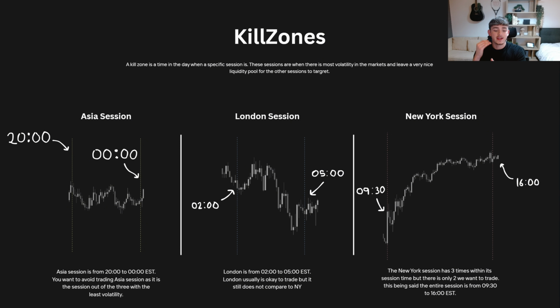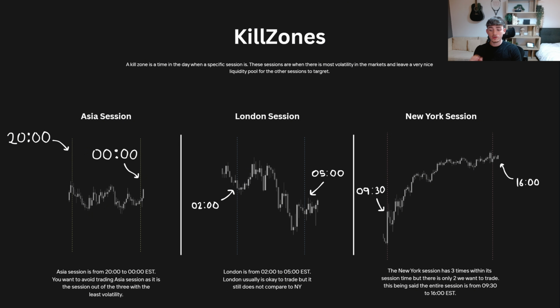You want to avoid trading in Asia session, as it is the session out of the 3 with the least volatility. So this tends to be a consolidation. So obviously you don't want to trade that. There's not much volatility in the markets, and the market isn't really moving as such. London is usually okay to trade, but it still doesn't compare to New York. If you really want that high win rate or higher win rate or more conviction, you really want to be sticking to the New York, where the most volatility is in play.